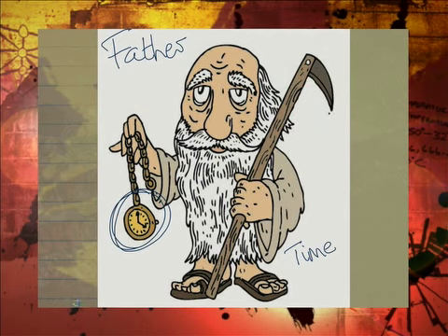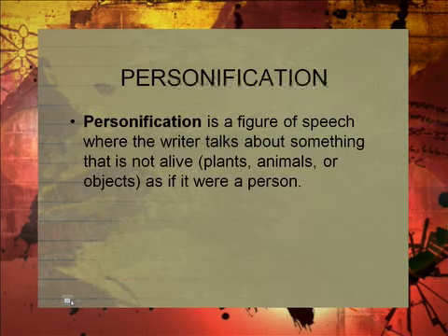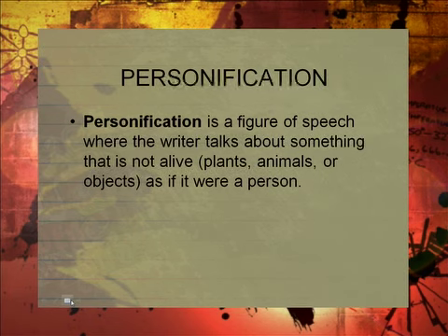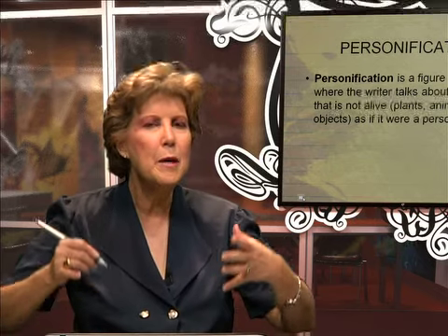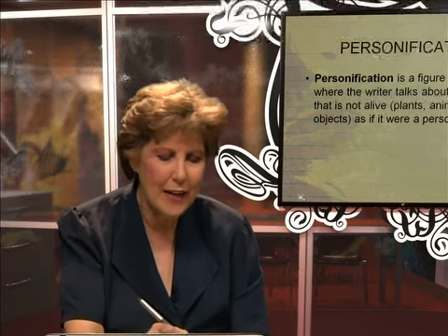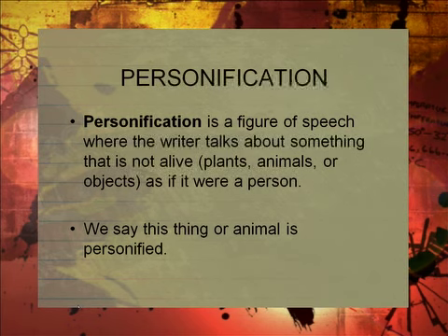What figure of speech are we using? We are using personification. Personification is a figure of speech where the writer, here it is an artist, talks about, the artist draws, something that is not alive, like plants or animals or objects, as if it were a person. So time has been made into a person, an old man with a watch and a scythe. If you use it as a verb, you say that this thing, here we're saying time, is personified.